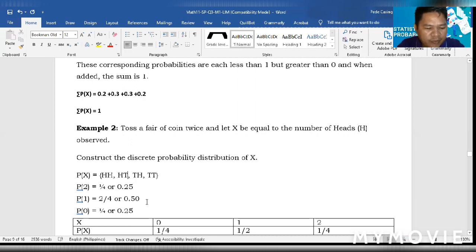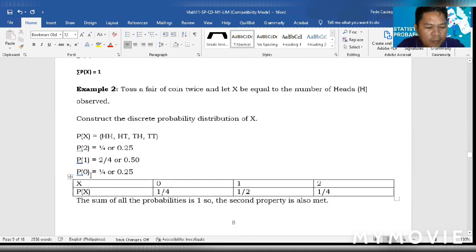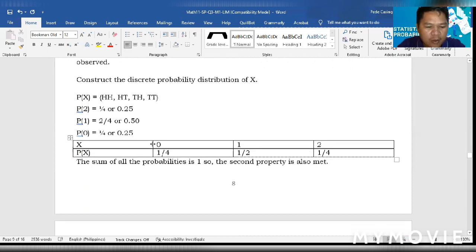And that is 0.50. Zero probability, meron bang zero head? Okay, meron kasi TT has zero head. So the probability, merong isa na walang head. So 1 over 4 or 0.25. This is now our probability distribution.